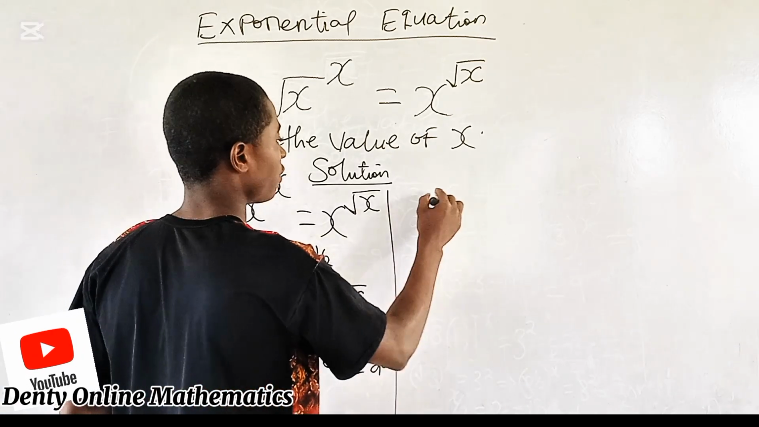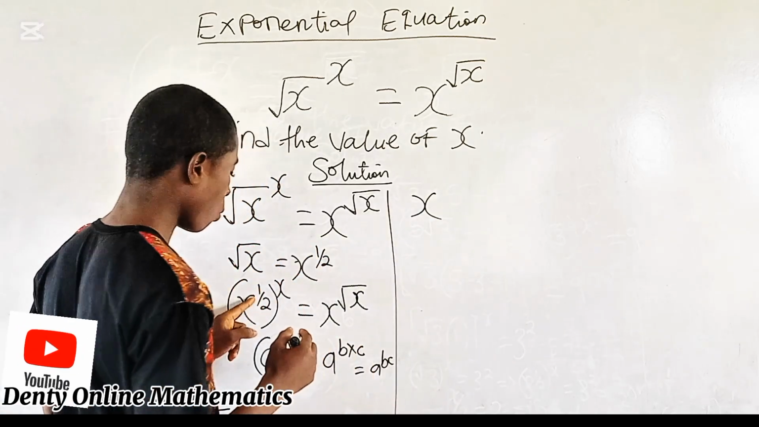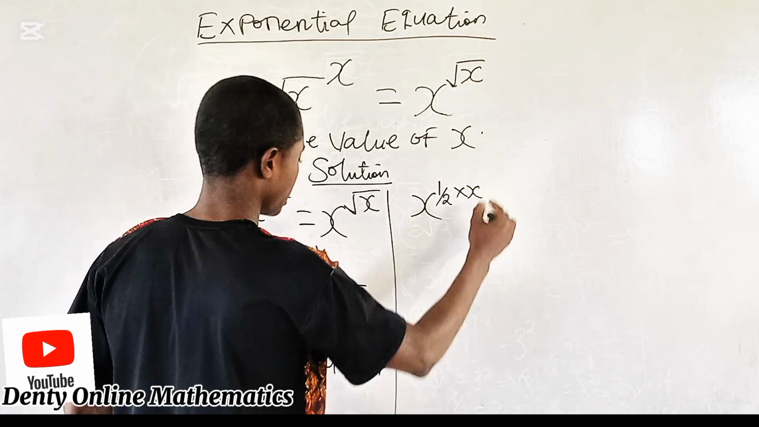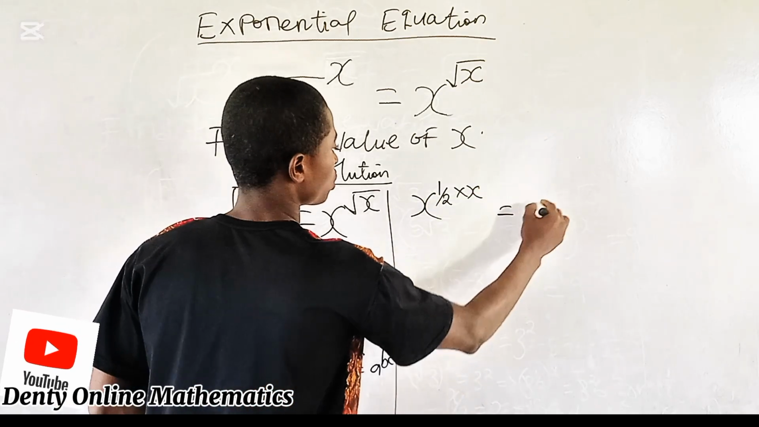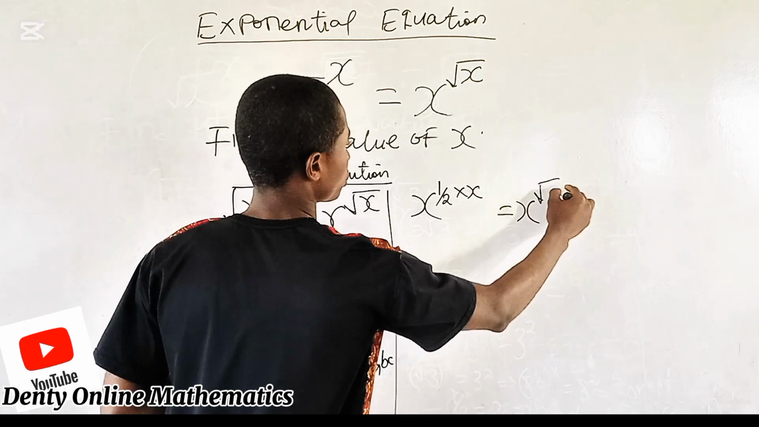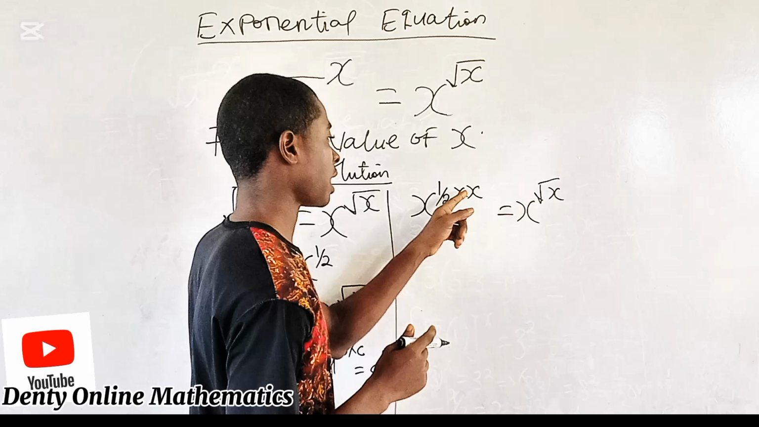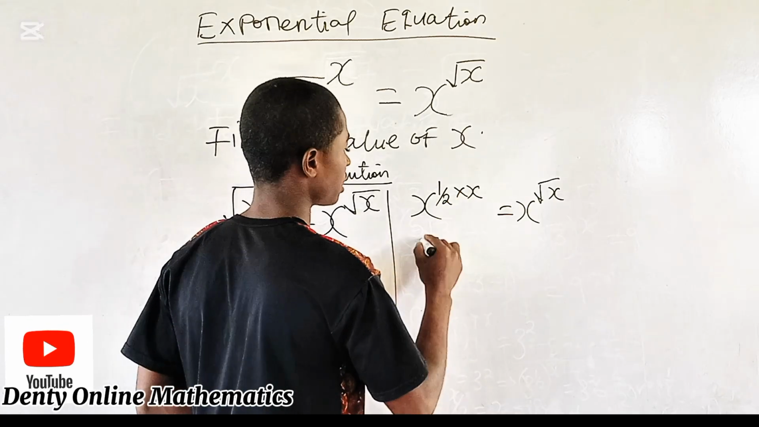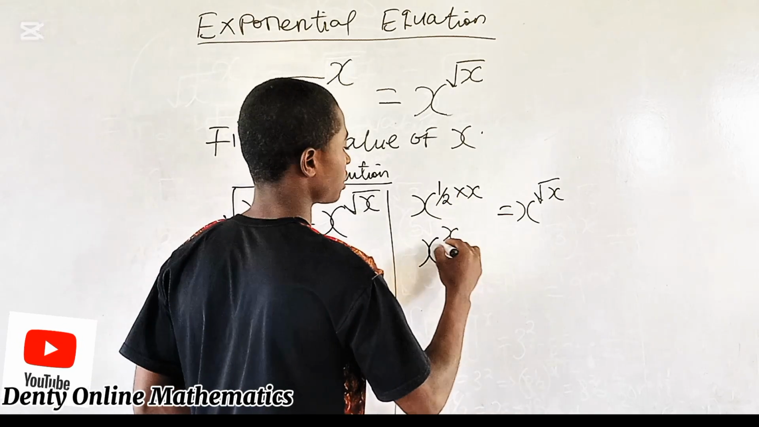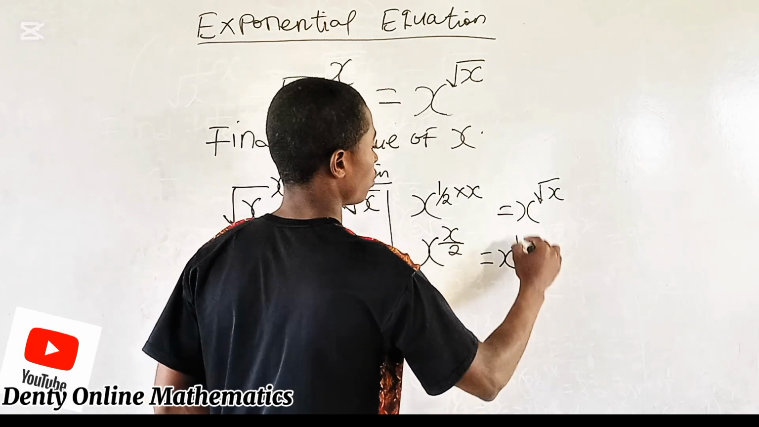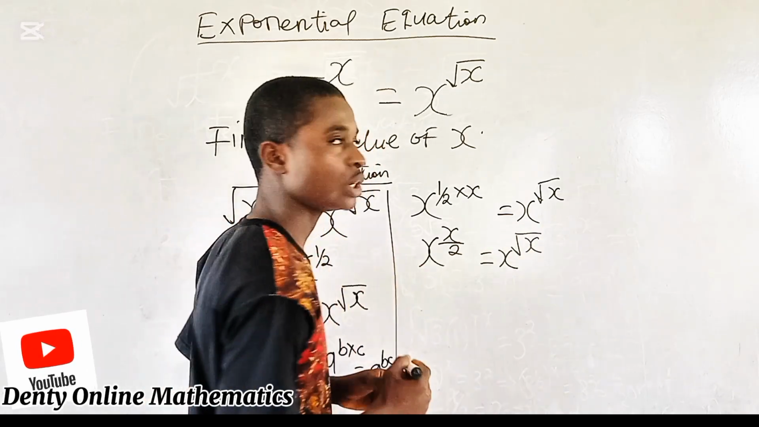So we are going to have x power 1 over 2 times x to be equal to x raised to the power of root x. Now 1 over 2 times x is the same thing as x raised to the power of x over 2, to be equal to x raised to the power of root x. Now what do you observe?